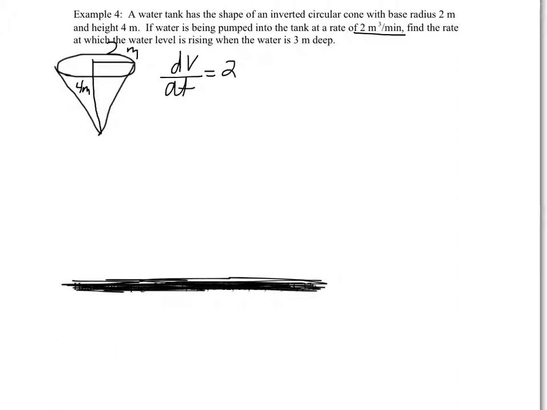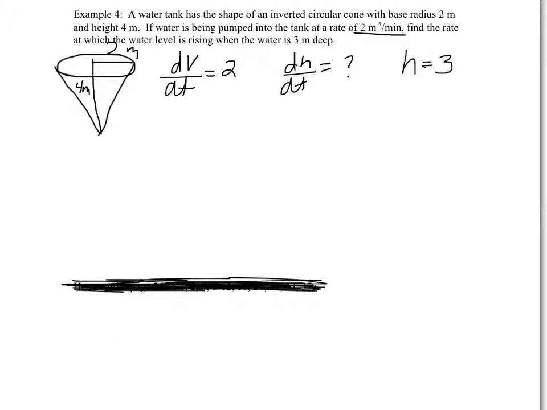Okay, water level in this case would be height. So I'm supposed to find dh/dt. That's what it's asking me to find, but I'm supposed to find that when the height is equal to 3. All right, so I need the generic formula for the volume of a cone.